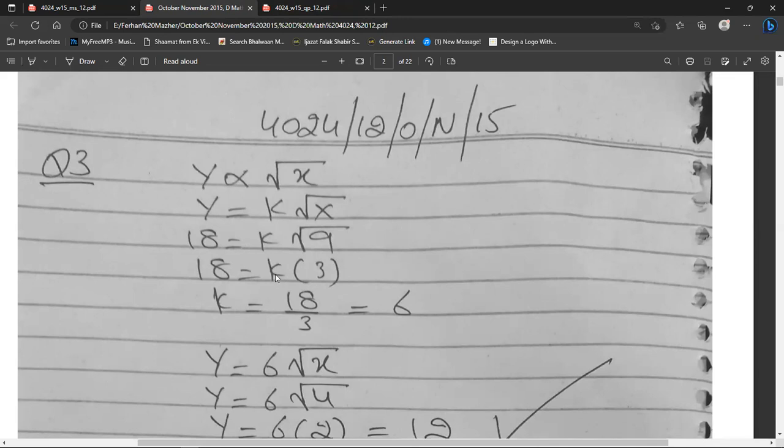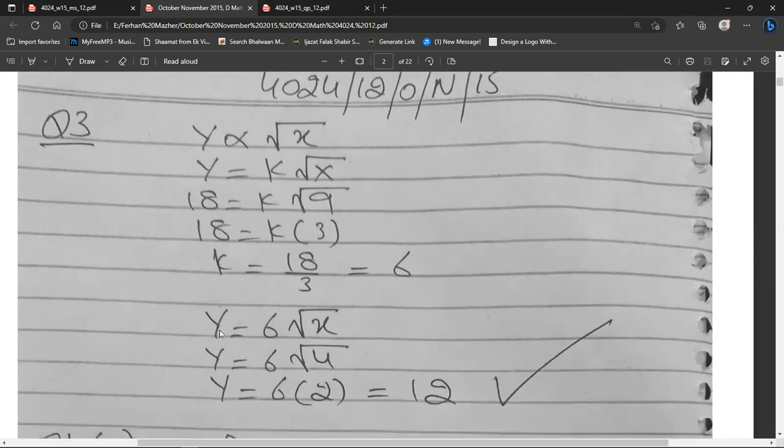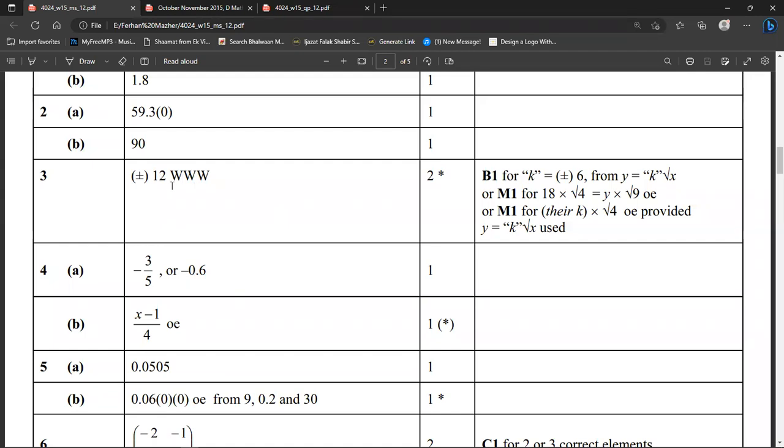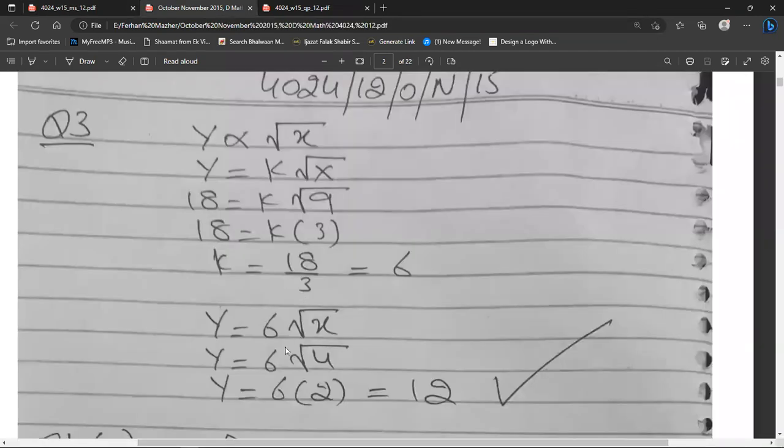When you make k alone, it will be 18 by 3, and that will be 6. Now the formula will become y equals 6 under root x. The question is, when x is 4, what will be the value of y? So y will be 6 under root of 4, then 6 into 2, and that will be 12. So for question number 3, 12 is the answer. When you take the square root, you can write it with plus minus.